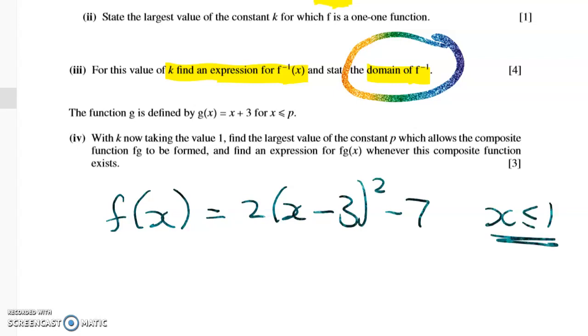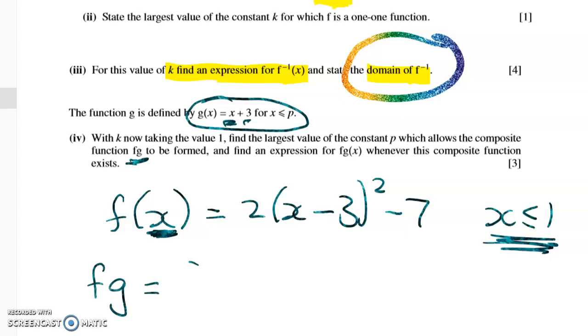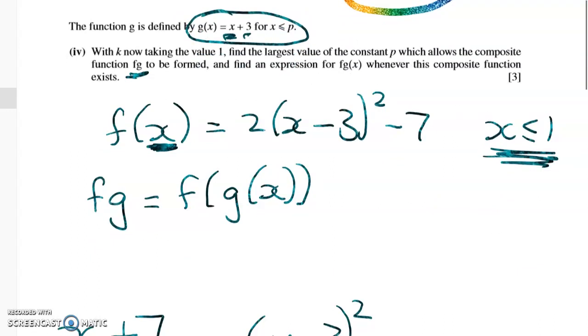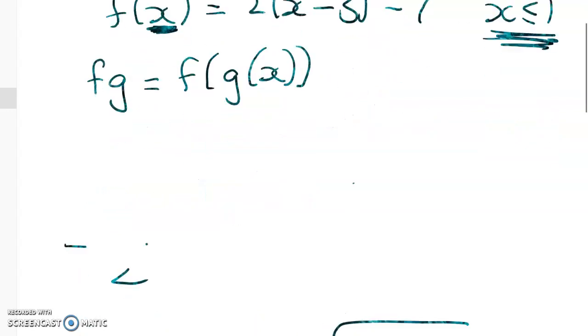So the only numbers that I'm allowed to put into my function machine are x below 1. Right? So we've got a new function, which is g of x, which is some number plus 3. And we want to form a composite function fg. So fg means take g of x and put it into my f machine. So the easiest thing to do is first of all to work out what is f of g of x. And then we can talk about what this constant p is.